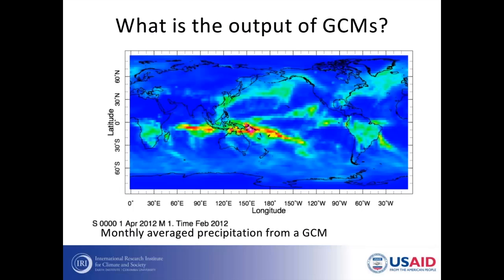This slide shows an example of a monthly average precipitation output from a GCM. You can see the pixels quite clearly. The red ones indicate high precipitation and the blue ones dry areas. This is for the month of February 2012.